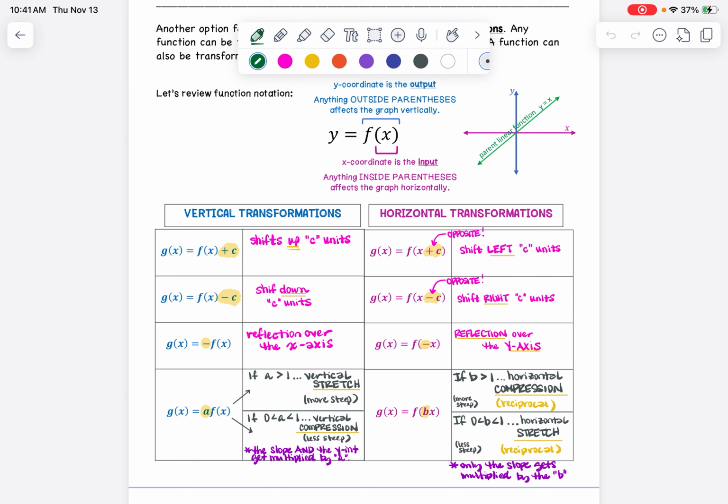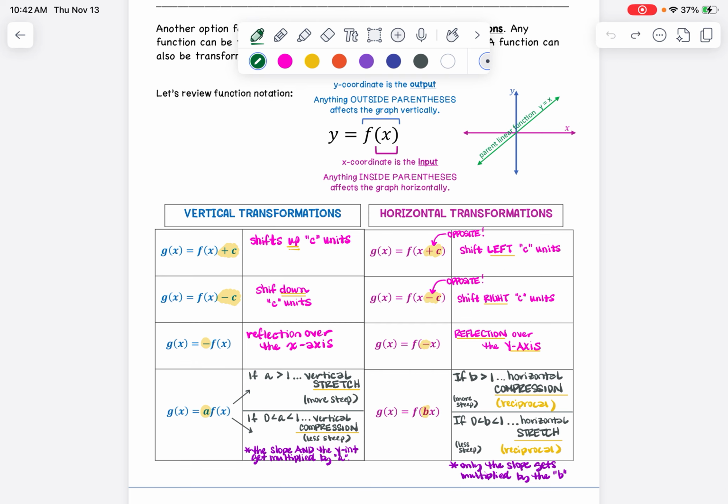And then on this side, you'll notice everything I have highlighted is inside, trapped with the X. And if you notice something that's inside with the X, that means it's affecting the X, so it's affecting the graph horizontally, right? So I'm hoping if you kind of peruse this over for just a second, just to refresh your memory, right? That if I add at the end, I shift up. If I subtract, that means I shift down. But if it's on the inside, it's the opposite of what we would think. So if it's X plus some number, then that means we're actually going left that many units, right? And if you see X minus a number, that means we're actually going right.